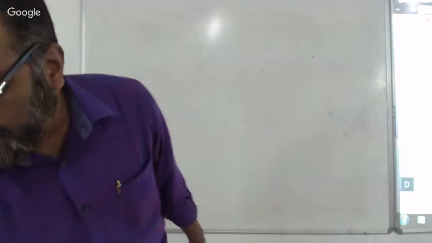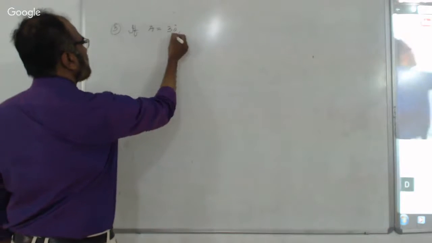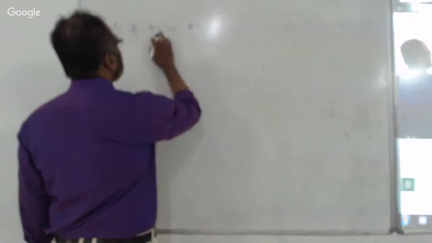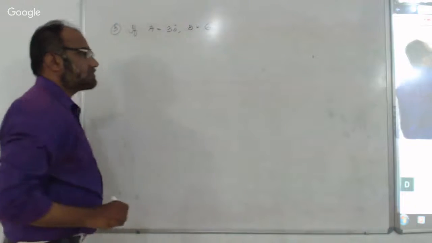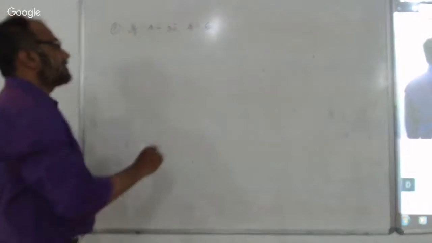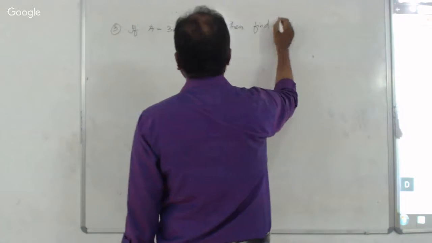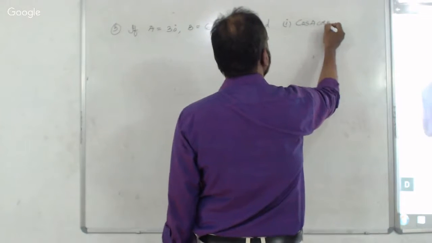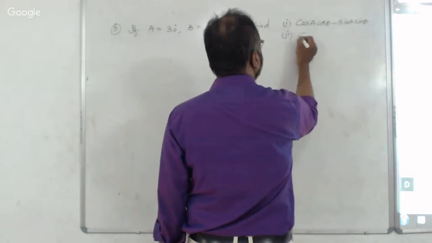Let's say similarly for cos. If A is equal to 30, B is equal to 60, find cos A cos B minus sin A sin B, and cos of A plus B.